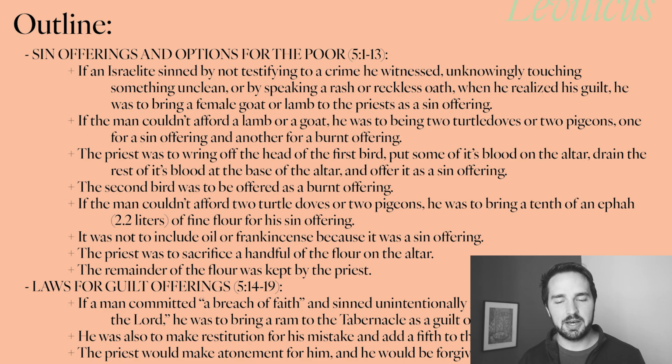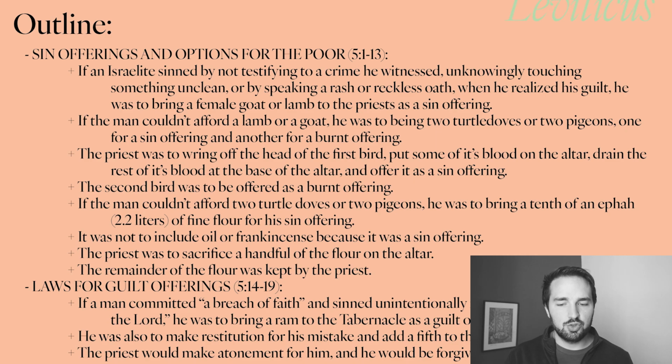Our first section, we're going to talk about the sin offering a little bit more and some options for people who were poor and maybe couldn't afford as much. This is verses 1 through 13. So if an Israelite man sinned by not testifying to a crime that he witnessed or that he knew about, unknowingly touching something that was unclean, or speaking a rash or reckless vow, when he finally realized his guilt, he was to bring a female goat or a female lamb to the priest to be offered as a sin offering. If the man couldn't afford a lamb or a goat, then he was to bring 2 turtle doves or 2 pigeons, one for a sin offering and the other one for a burnt offering.